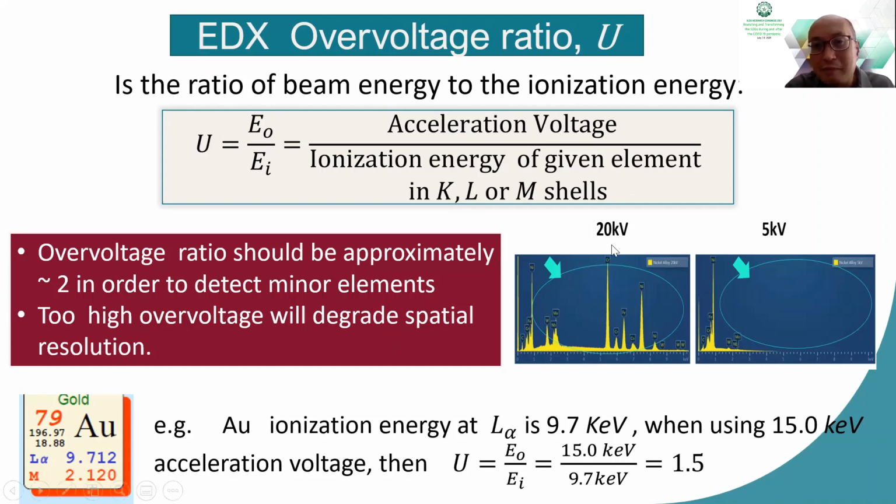So just an example, a specimen being irradiated with a 220 kilovolt electron, okay, shows more elements compared to a 5 kilovolt acceleration voltage.